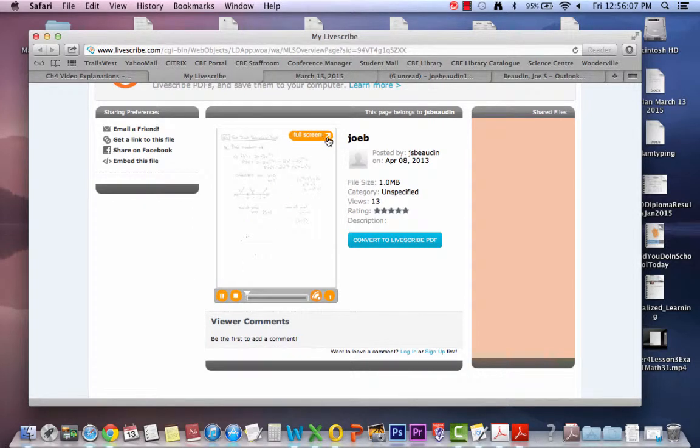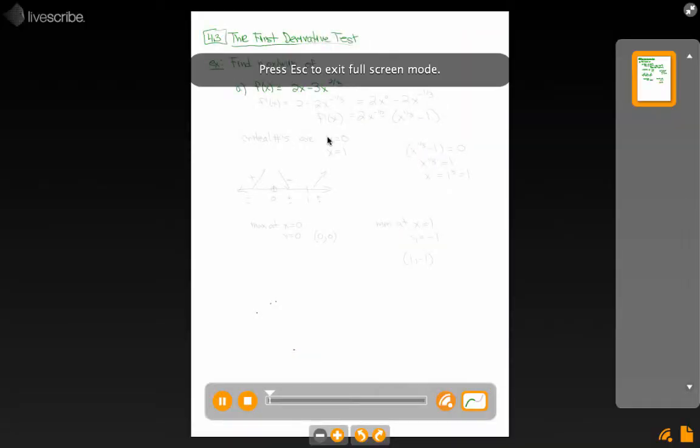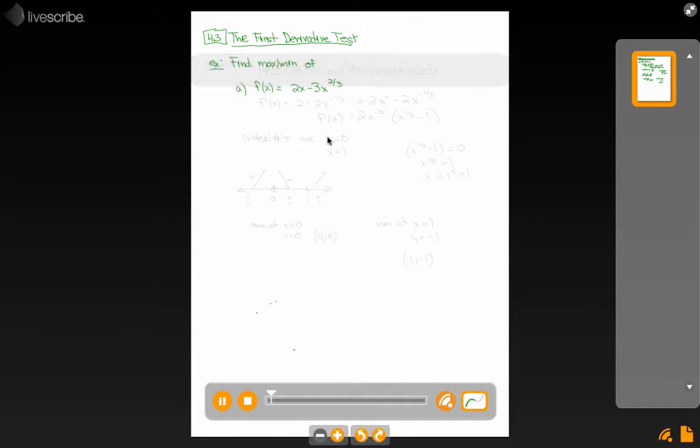This comes out of section 4.3, the first derivative test. So we're asked here to find any max or min of this function, f of x equals 2x minus 3x to the 2/3. I could have also said find the critical numbers, find the intervals of increase and decrease, and then find the max and min, but really we would do that anyway.